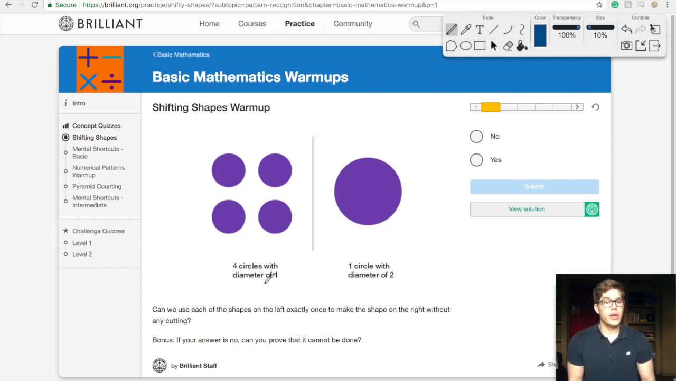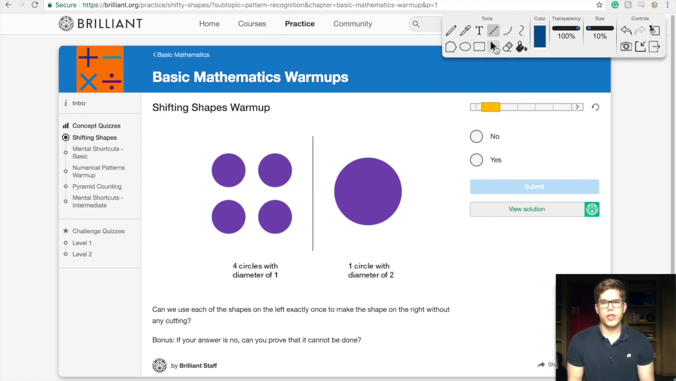So what's the question? Can we use each of the shapes on the left exactly once to make the shape on the right without any cutting? Alright, so here we have 4 circles with diameter of 1 and 1 circle with diameter 2.